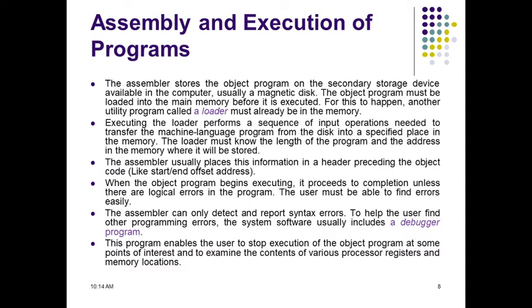When the object program is being executed, it proceeds to completion unless there are logical errors in the program. The user must be able to find the errors easily. Means until and unless there are errors, the execution of the object program continues. If any errors occur, then only the execution of the object program stops. Otherwise, it will keep on executing the object program instructions. Here, the assembler can detect and report the syntax errors.